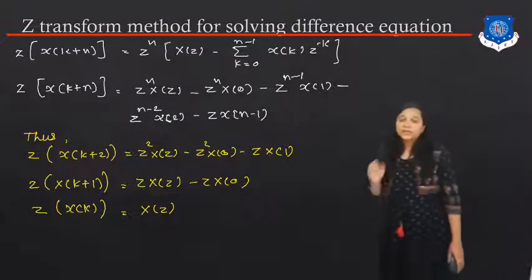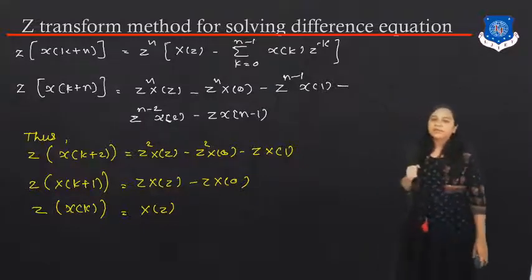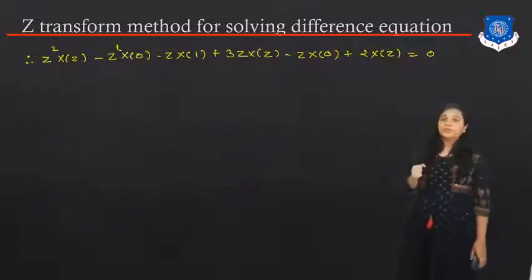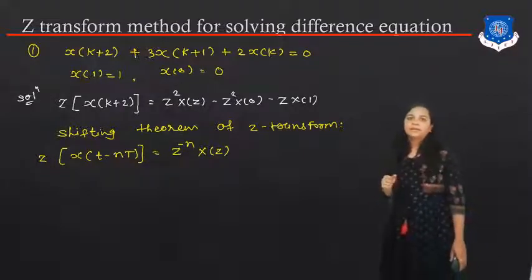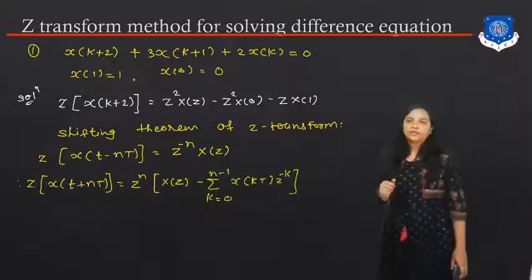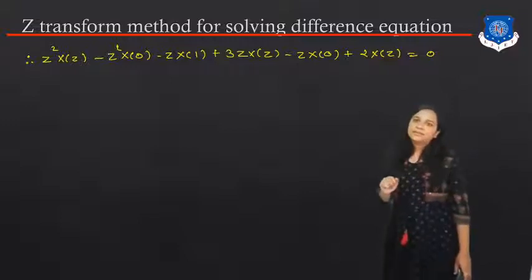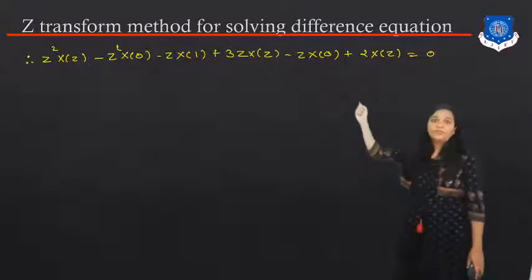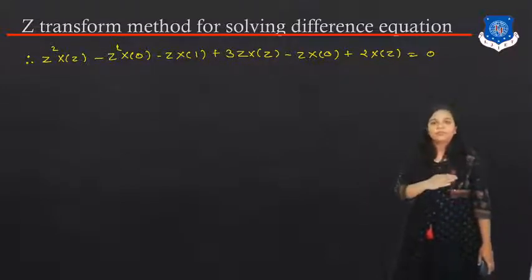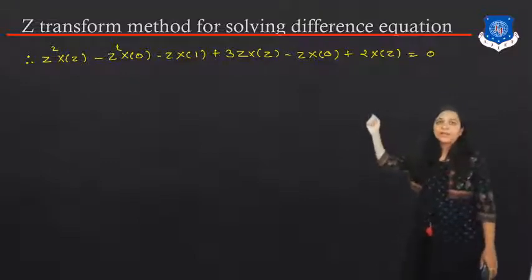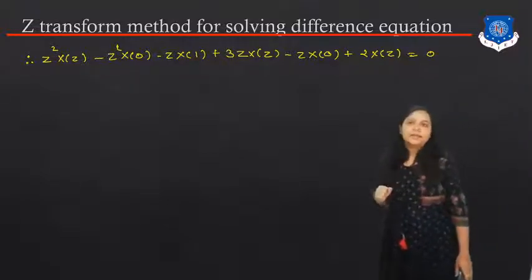Now the next step is we can put these values in our difference equation and simplify the difference equation. Okay. So the first term is here x of k plus 2 plus 3x of k plus 1 plus 2x of k. So first of all we can put here z square x of z minus z square x of 0 minus z x of 1. That is the answer of x of k plus 2. Then 3x of k plus 1, its answer is 3 into z x of z minus, here 3 is missing, 3 z into x of 0, plus 2 x of z, that is equal to 0.